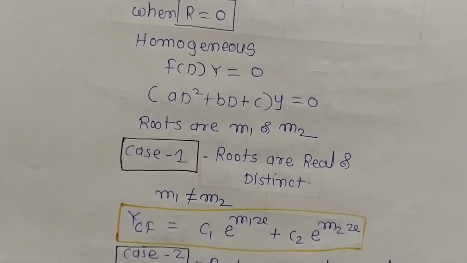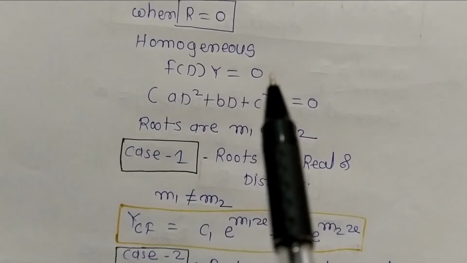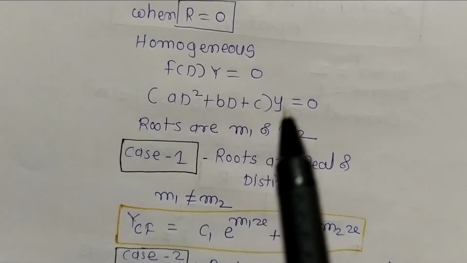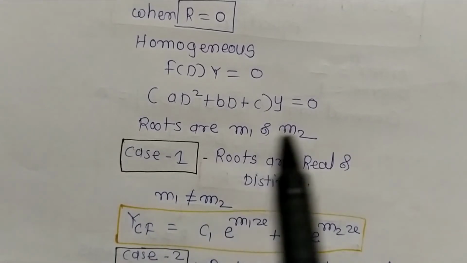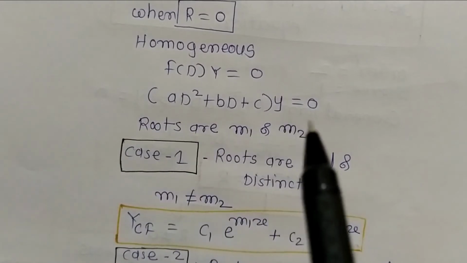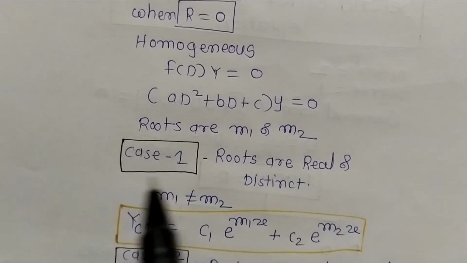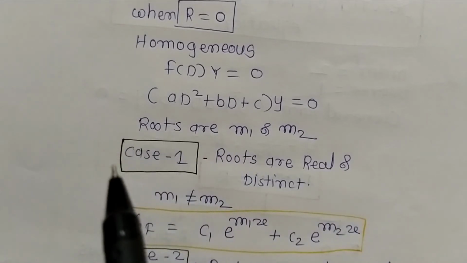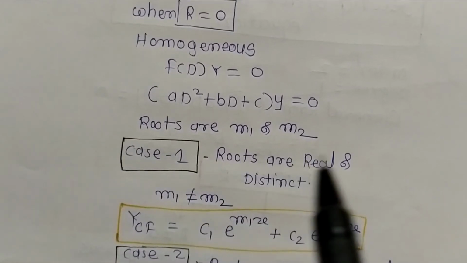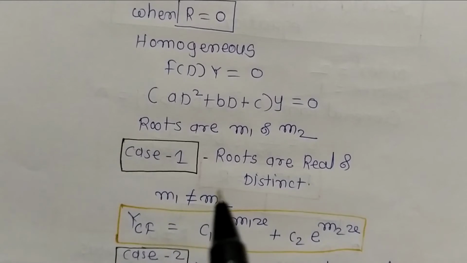When r is equal to 0, then it is homogeneous: f(D)y = 0. The general form of the equation is (aD² + bD + c)y = 0. When we solve this equation, we will get the roots. Suppose we consider these roots are m1 and m2. So there are some cases depending on the types of roots. Case first, when roots are real and distinct, that is m1 and m2 are real but both are not equal.